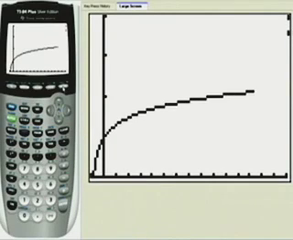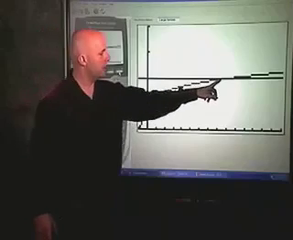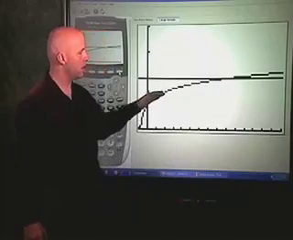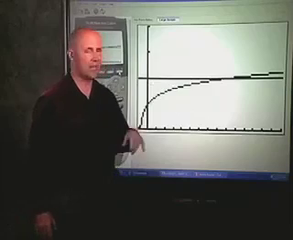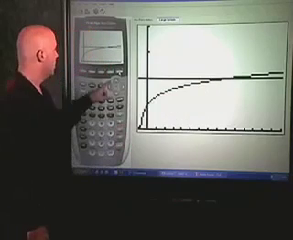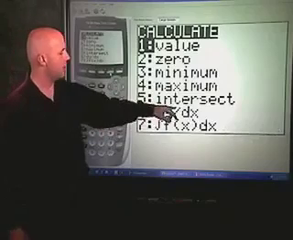So here we have the graph of y1, and we get the graph of y2 coming across. You can clearly see that they cross here, and we know the log is going to keep increasing, so they won't cross again. So there's only one intersection point. We need that x coordinate there. So we're going to find the intersection point using our calc menu. Pick option 5 for intersect.